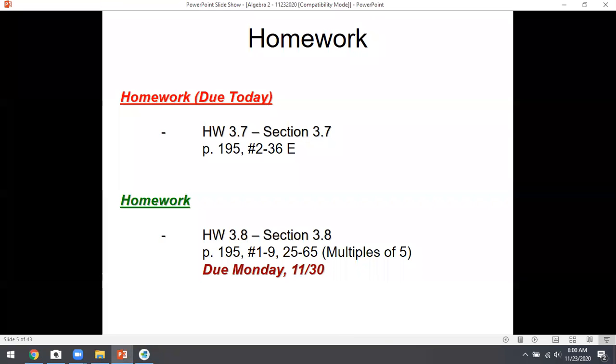3.7 due today. There's 3.8, due Monday after the break. So if you want to not have homework over the break, I would strongly suggest you use the work time today and tomorrow in class to get this taken care of. And that's your goal. Get that thing over with. All right. Let's go ahead and see what else we can do now.